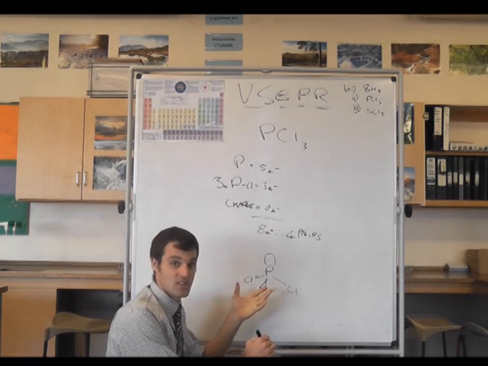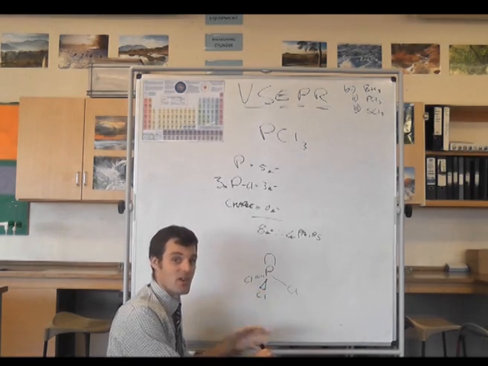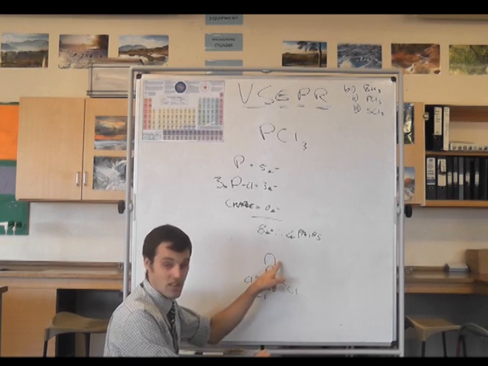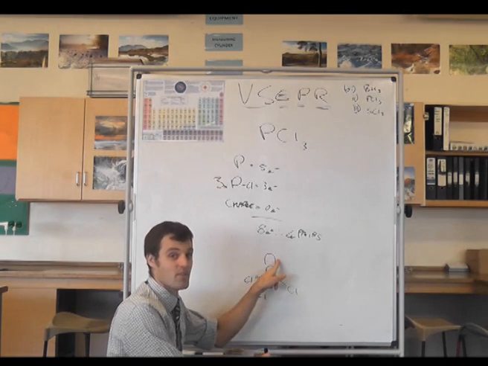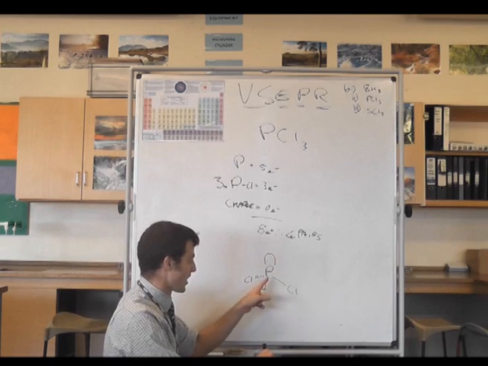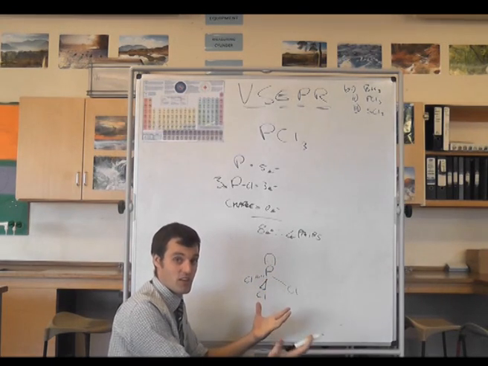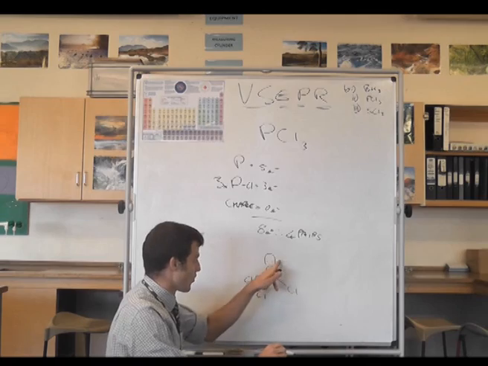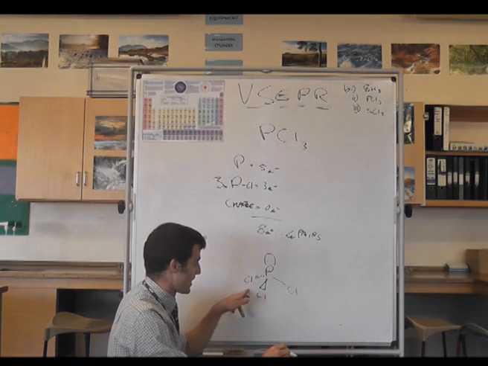Now the shape's based on the tetrahedron. If I'm going to name the shape of it, I don't think about the lone pair, because I can't see the lone pair. The lone pair is just a lone pair of electrons. It's not like a bond where I can see the atom on the other end, therefore think of its shape. So I ignore that and think of what the shape looks like.